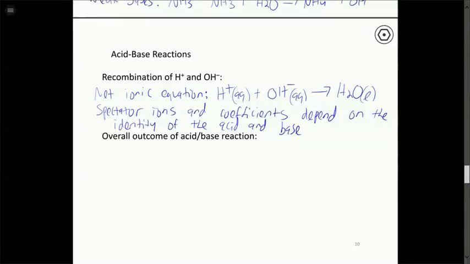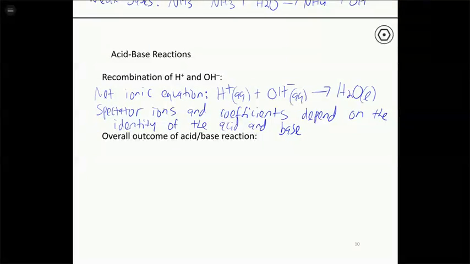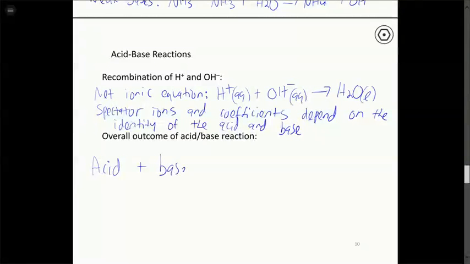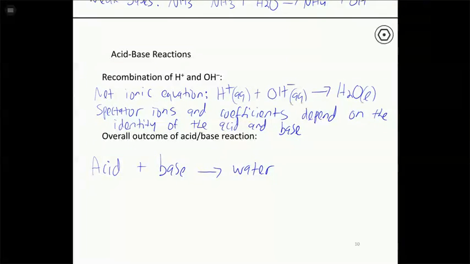Alright, so then if we want to write the total equation for an acid-base reaction, this is the net ionic equation, but if we're interested in what else is going on, acid-base reactions always have the same form. You have your acid and your base reacting with each other, and you're always going to make water from an acid-base reaction. So again, the H+ and the OH- combine to form water as part of the reaction.